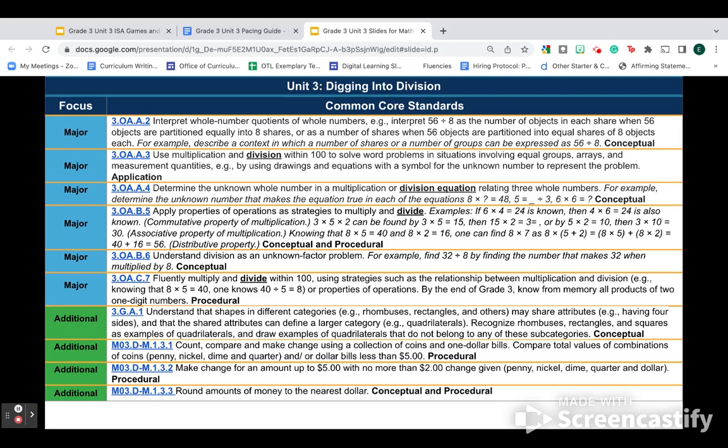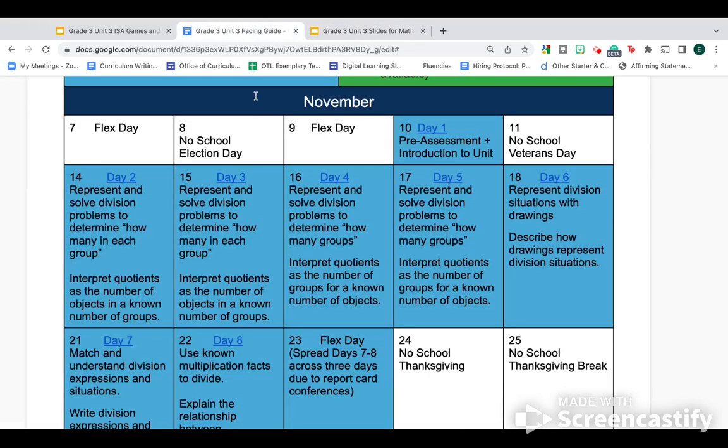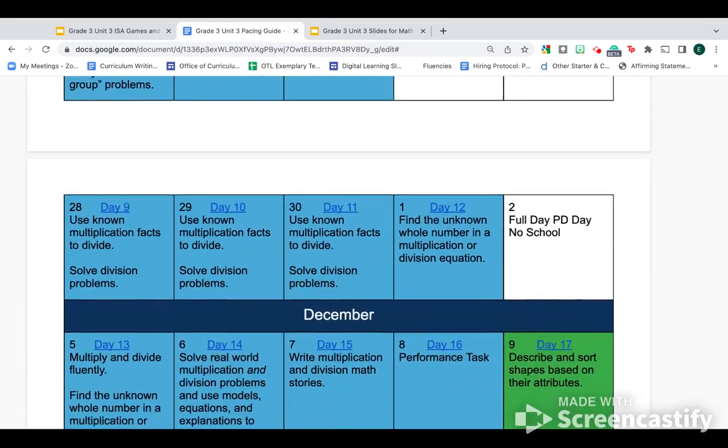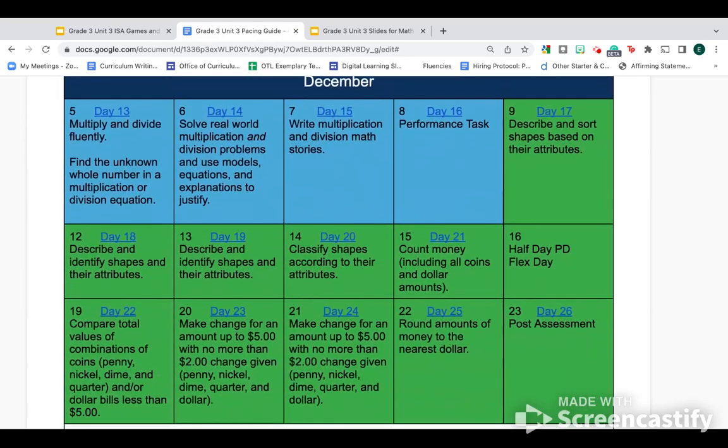And it might seem weird. Why are we doing shapes and money in the same unit as division? Well, actually, to be honest, the reason is because when we put it all in a calendar, we calendared it out. We did the rest of November and beginning of December for division. And then we noticed we had just about 2 weeks left before winter break. Rather than diving into Unit 4 on place value addition and subtraction, we said, you know what? Let's just squeeze in some of this content that we often don't get to before the PSSA.